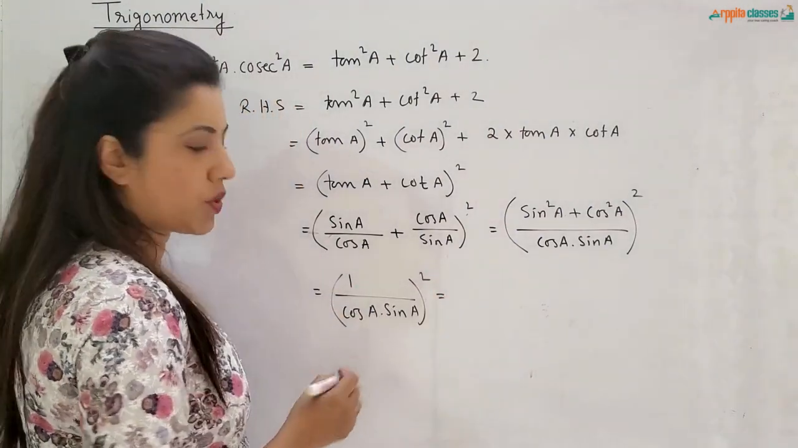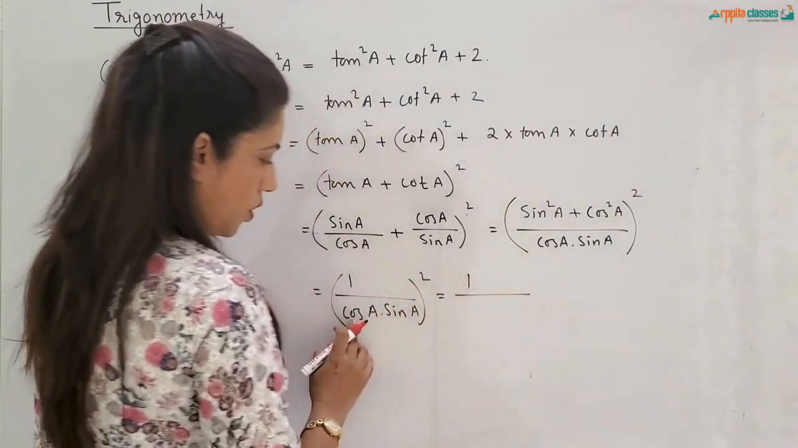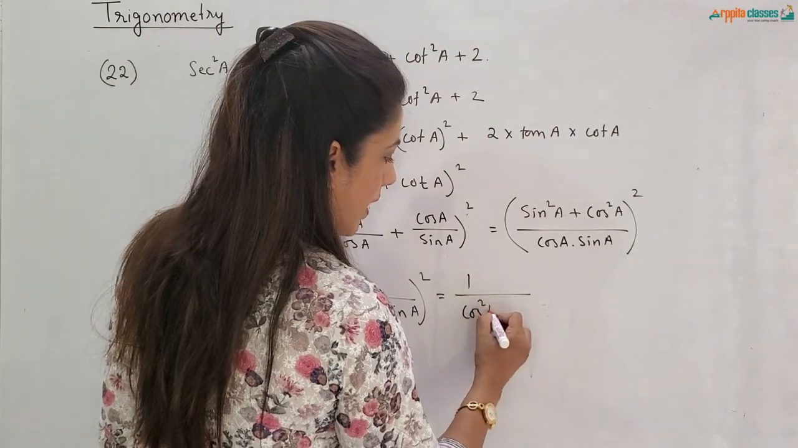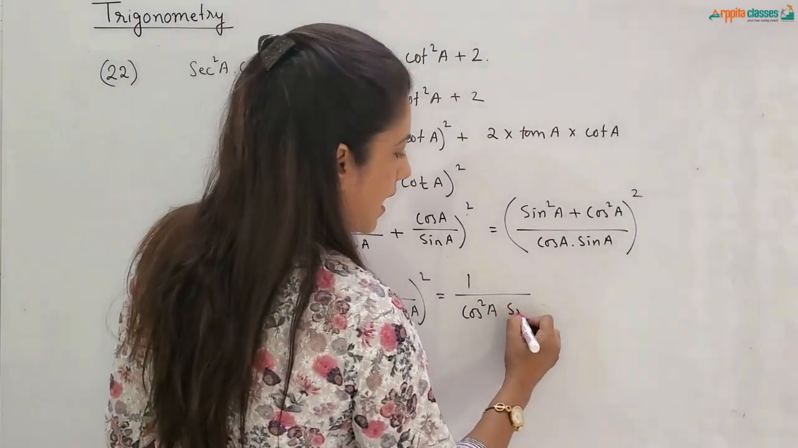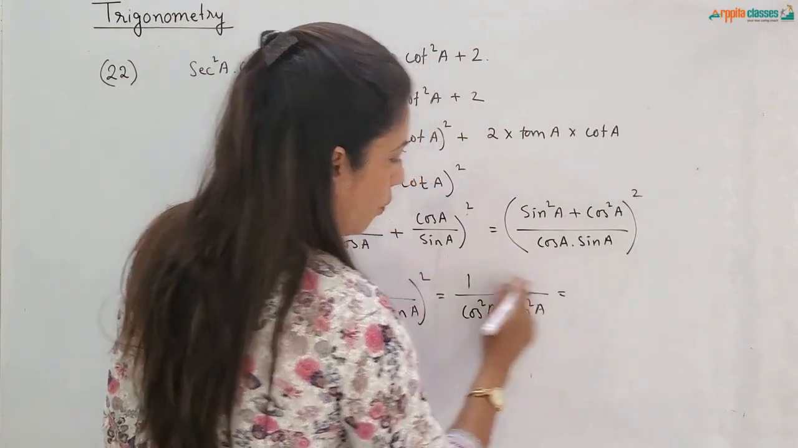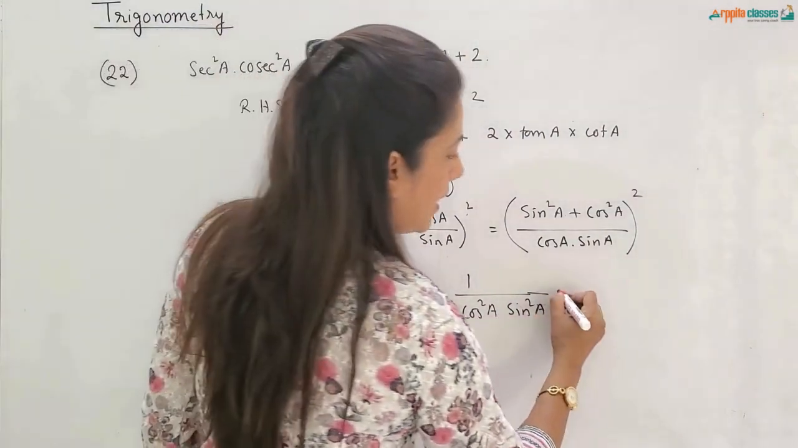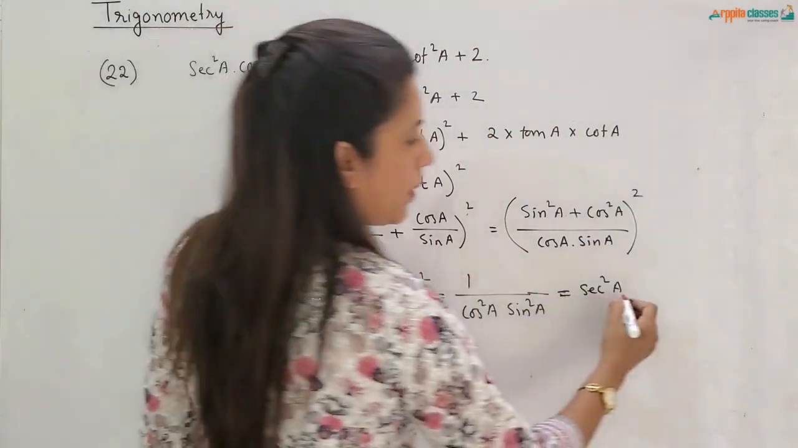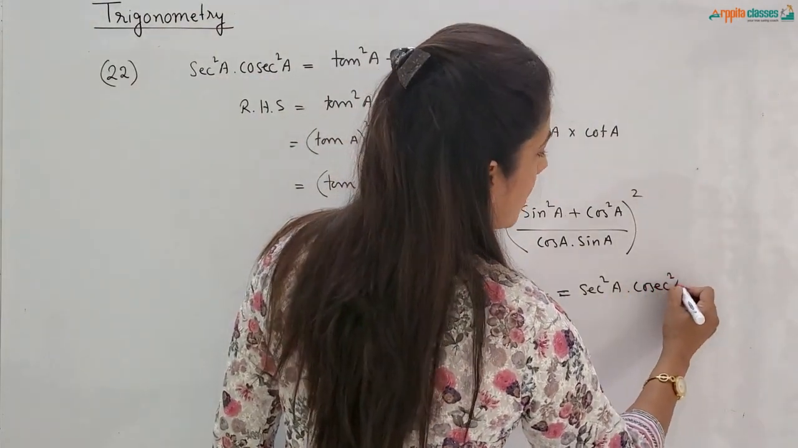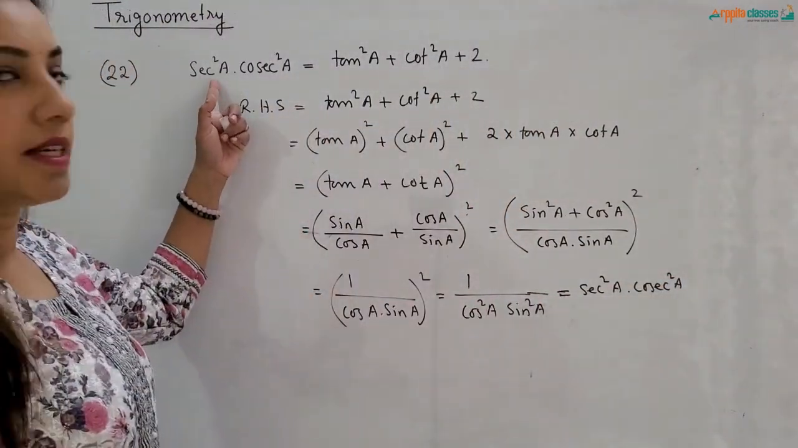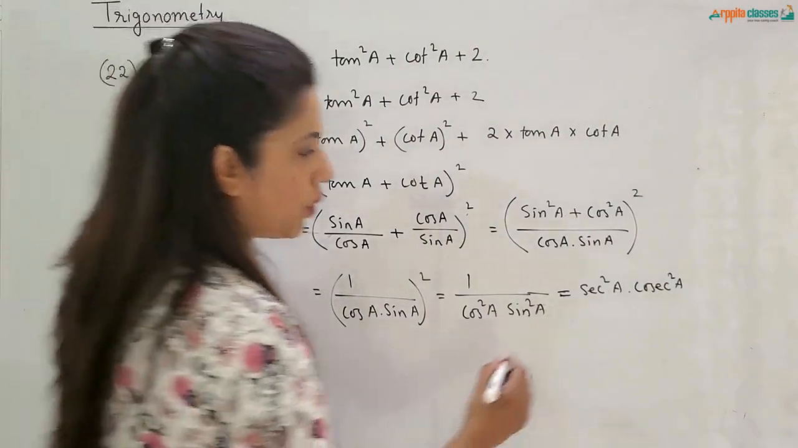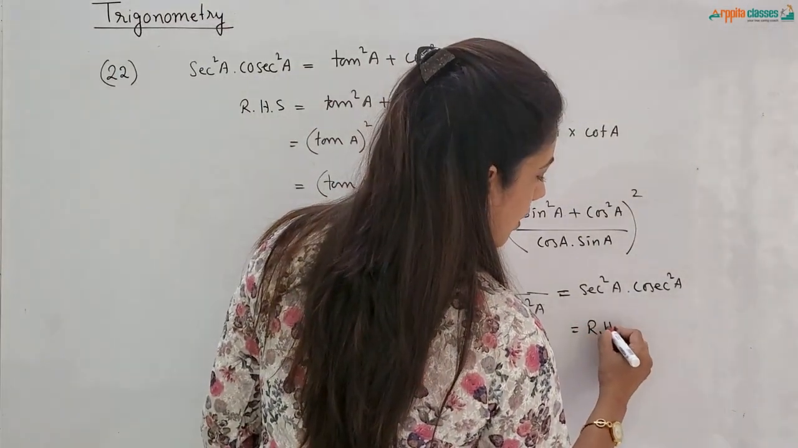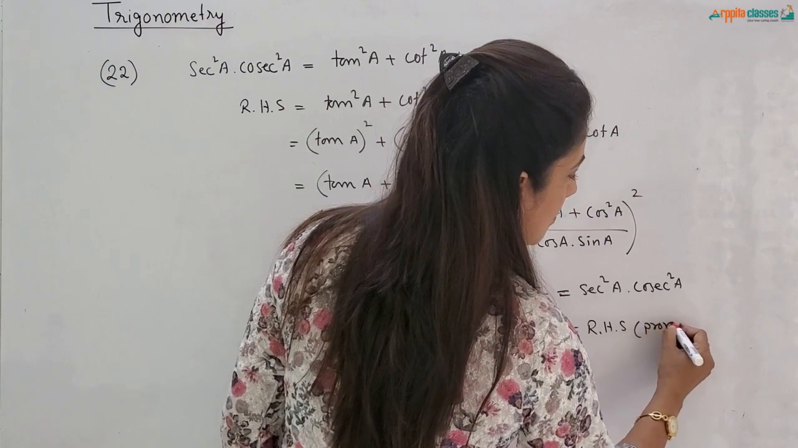Now let us do the square. 1 square is 1. Cos A whole square is cos square A. Sin A square is sin square A. Now 1 upon cos square A is sec square A. 1 upon sin square A is cosec square A. Look at your left hand side. We got sec square A into cosec square A. So that is equal to your right hand side. Hence it is proved.